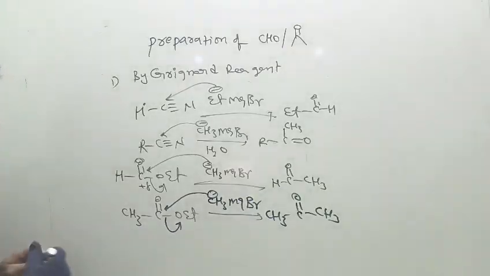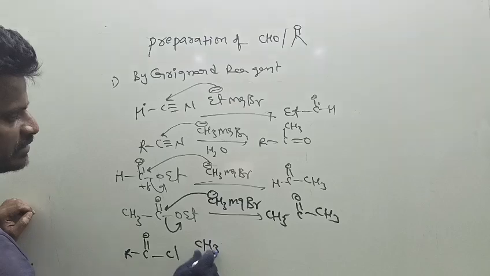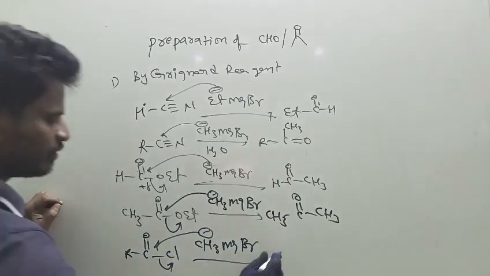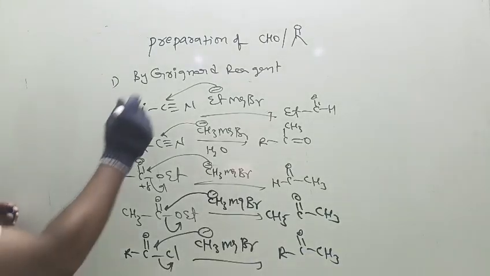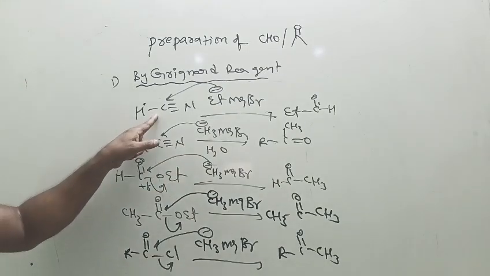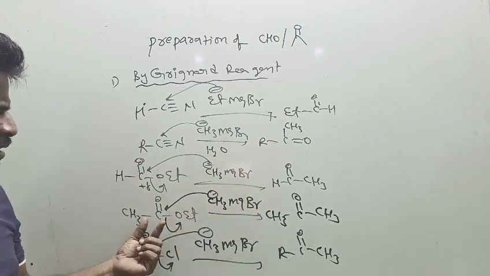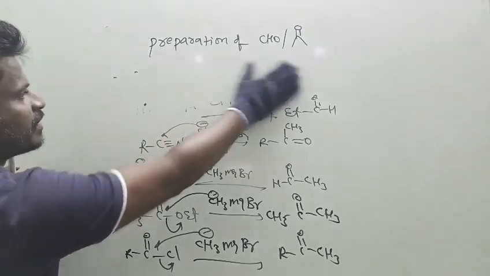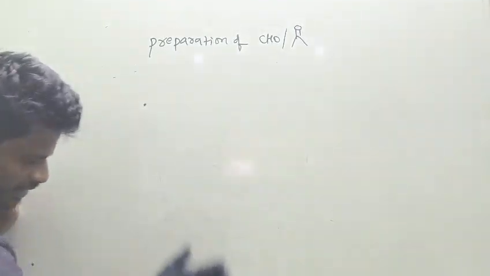From the Grignard reagent, hydrogen cyanide gives aldehyde, alkyl cyanide gives ketone, formate ester gives aldehyde, alkyl ester gives ketone. Based on this, if an acid halide reacts with Grignard reagent, this methyl minus is substituted in the place of chlorine, and we get a ketone. It is the preparation of aldehydes and ketones from the Grignard reagent. Final conclusion: hydrogen cyanide with Grignard reagent gives aldehyde, alkyl cyanide ketone, formate ester aldehyde, alkyl ester ketone, acid halides ketone.